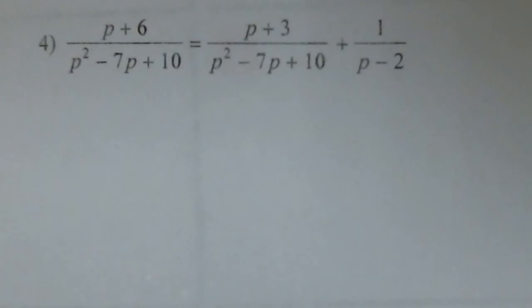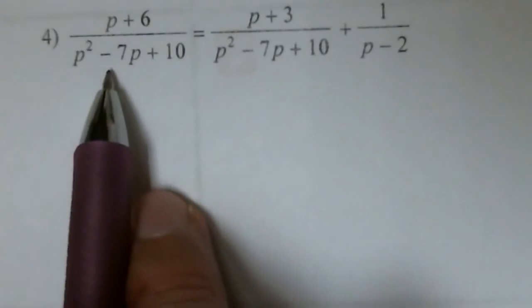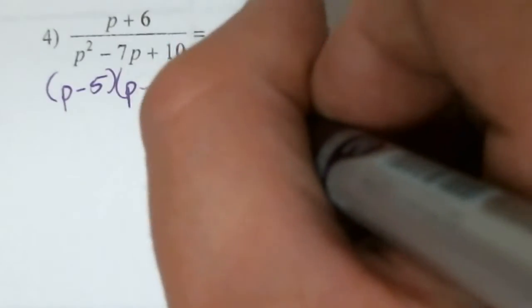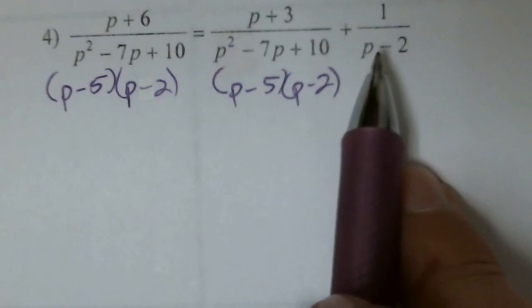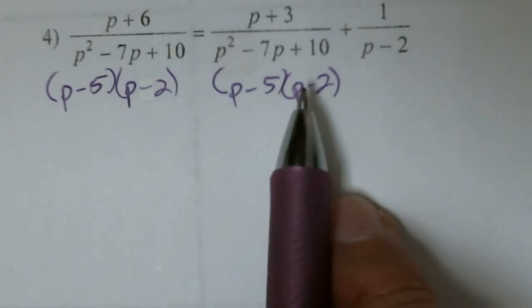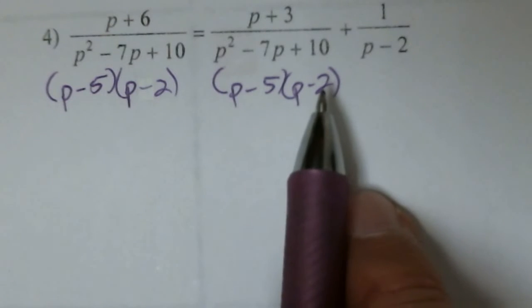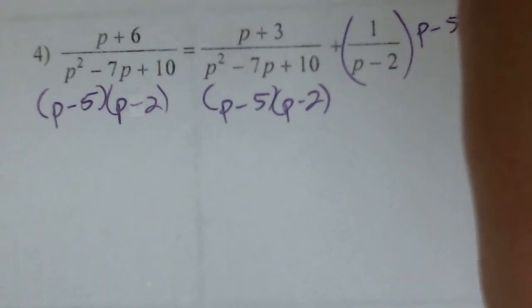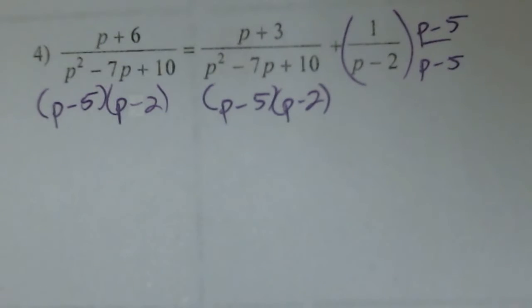Okay, I see a trinomial, so that means I definitely need to try to factor this guy. What are the factors of 10 that add to negative 7? That's negative 5 and negative 2, so p minus 5, p minus 2. Same thing here. Okay, this is missing a p minus 5. So does p minus 2 go into p minus 5, p minus 2? Yes, it does. So this guy needs a what? This guy needs a p minus 5 over p minus 5.